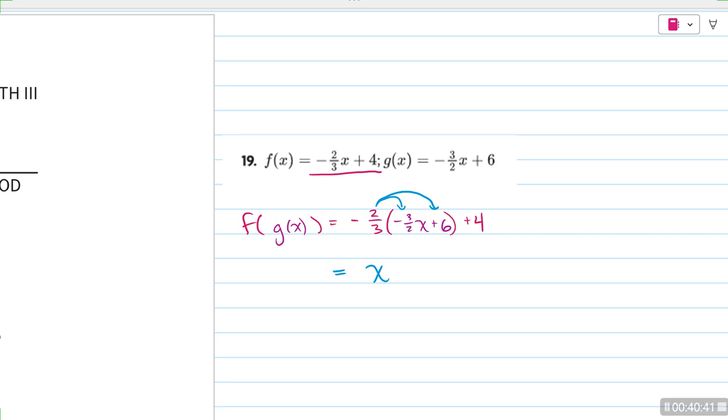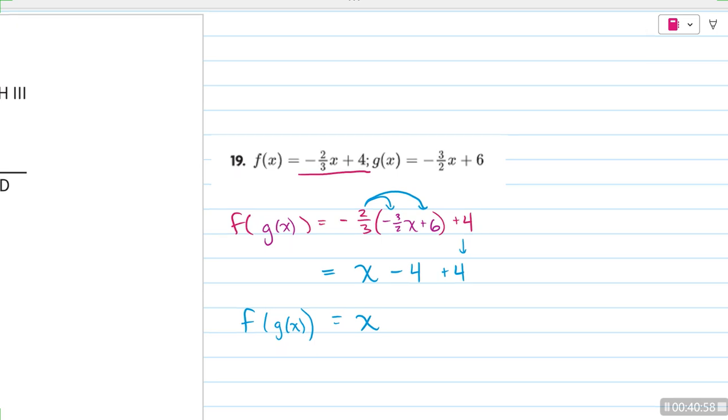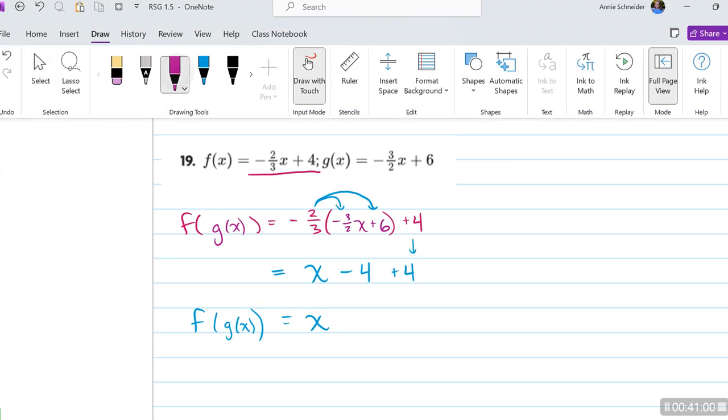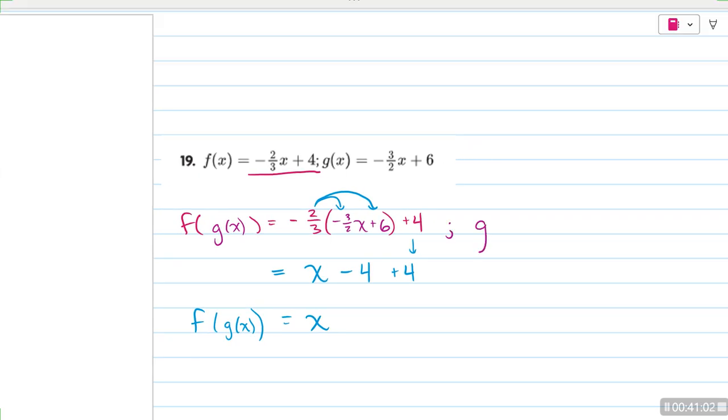6 divided by 3 is 2. 2 times negative 2 is negative 4. Or again, negative 2 times 6 is negative 12, divided by 3 is negative 4. And then I have that plus 4 at the end. So this just becomes x. So f of g of x is x. So now let's do g of f of x.